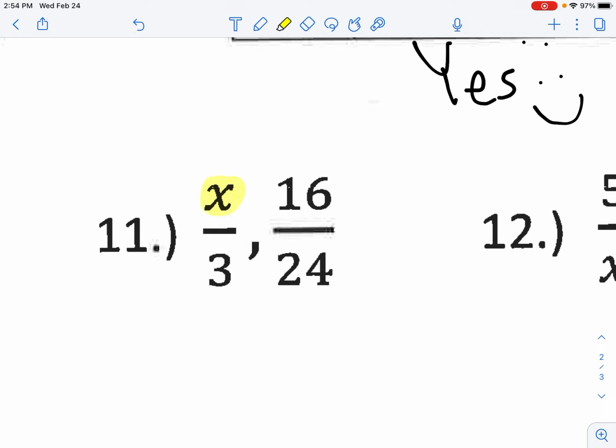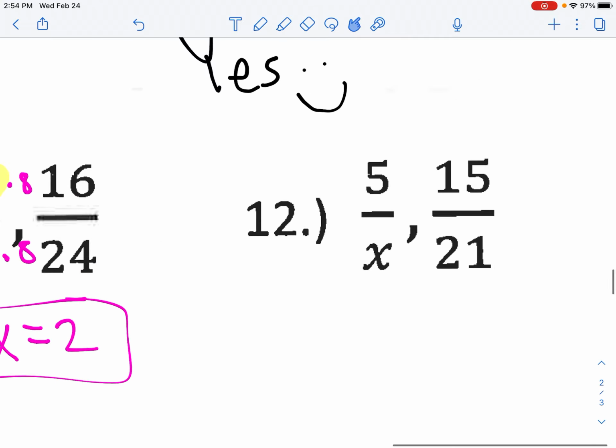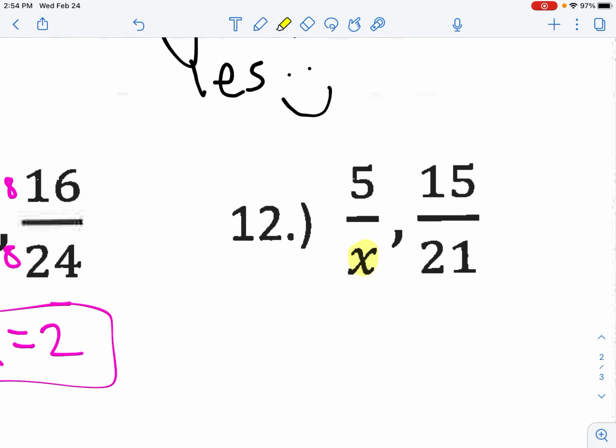Now this one, be careful because you're thinking backwards on this one. So I know that 3 times 8 is 24. So what number times 8 equals 16? 2 times 8 equals 16. So x equals 2. Again, you've got to think backwards on this one.